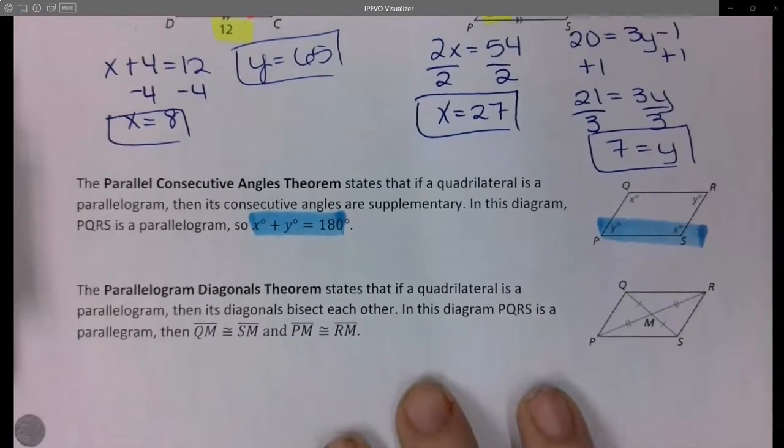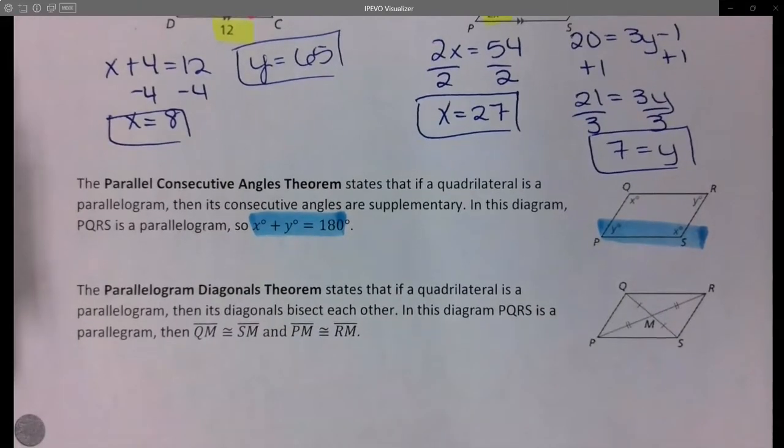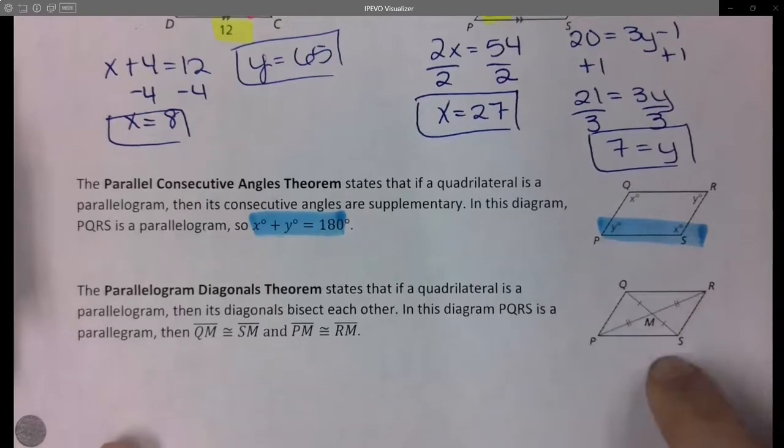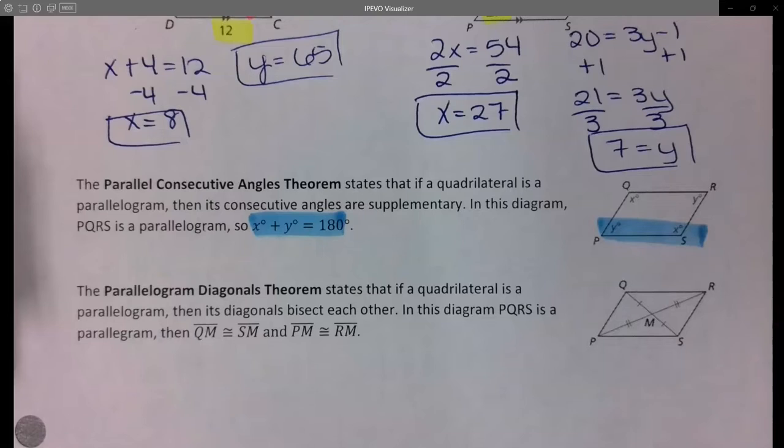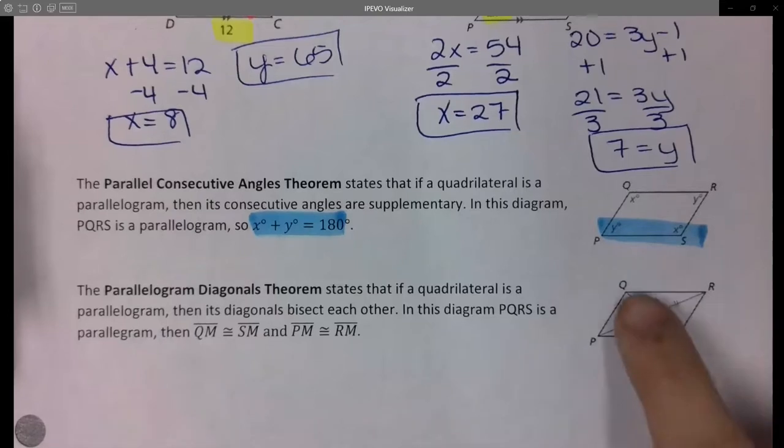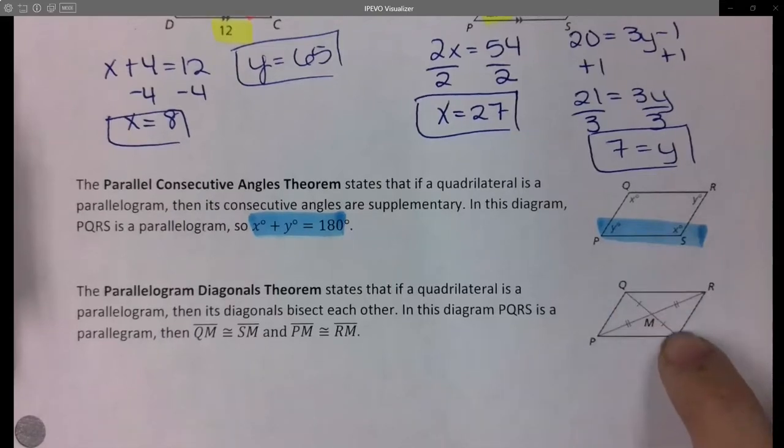And then we also have the parallelogram diagonals theorem, which states that if a quadrilateral is a parallelogram, then the diagonals, so the lines from one corner to the other, will bisect each other, which means cuts them in half. So I have QM is congruent to MS, and PM is congruent to RM.